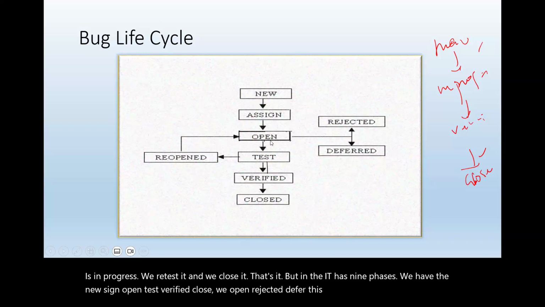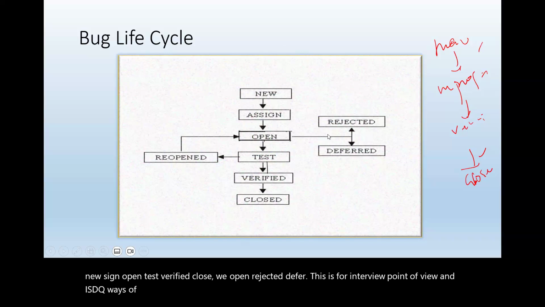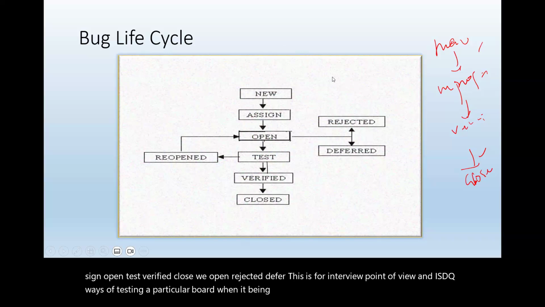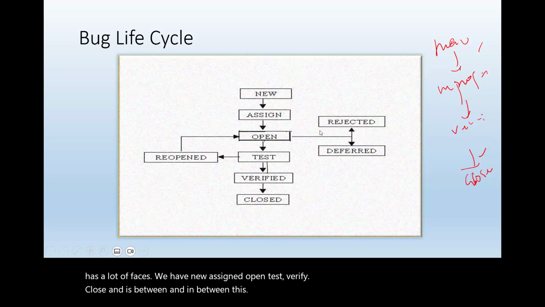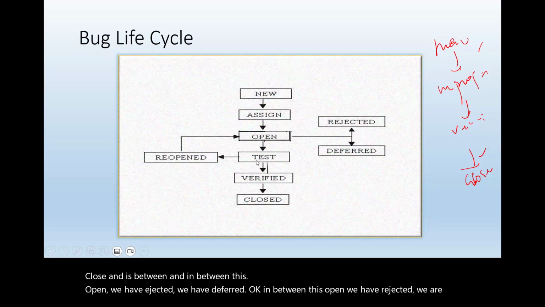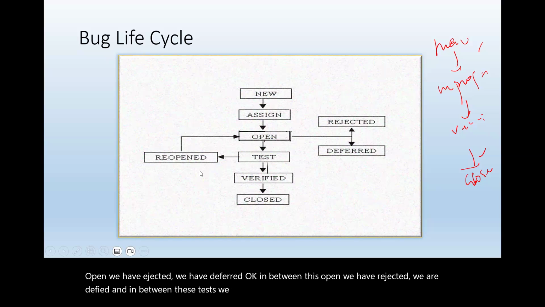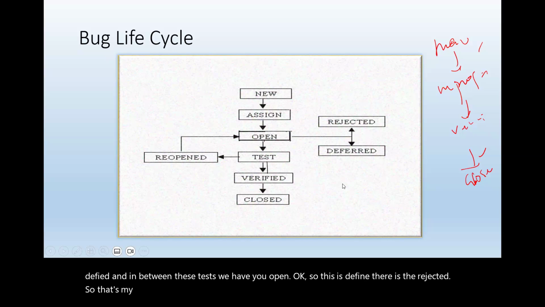This is for the interview point of view and the ISTQB way of handling a particular bug when it is found in a system. So therefore it has a lot of phases. We have new, assign, open, test, verify, close, and in between open, we have rejected and deferred. In between test, we have reopen. So it has 9 phases in all.